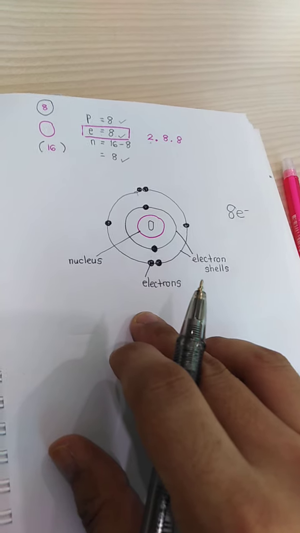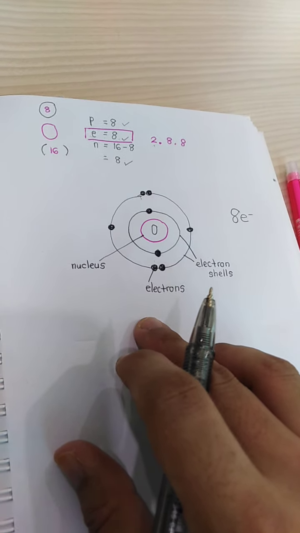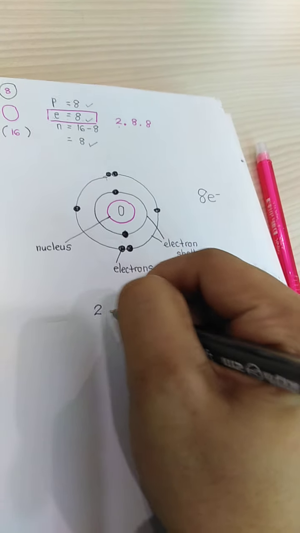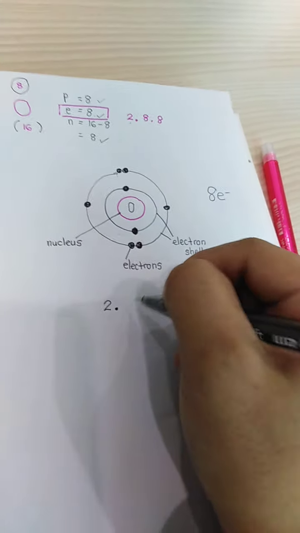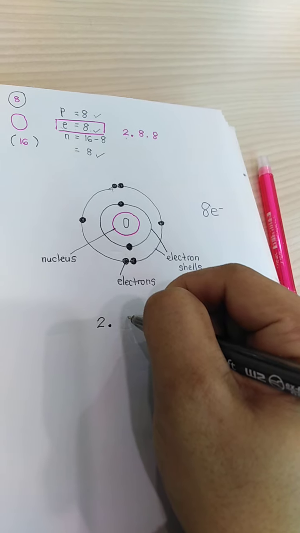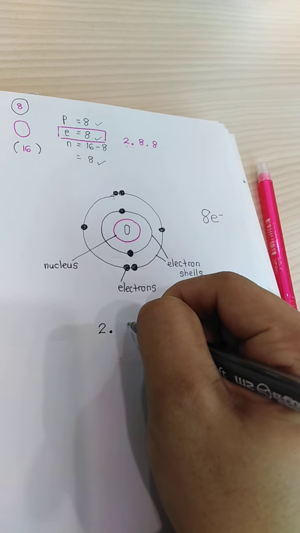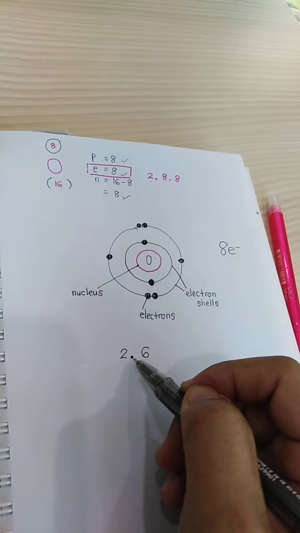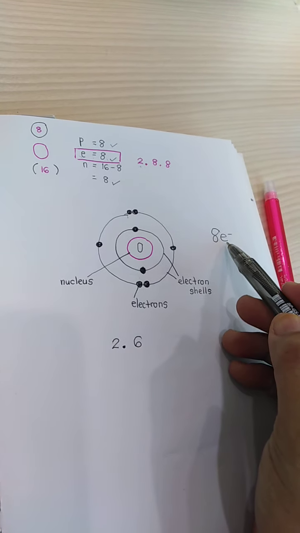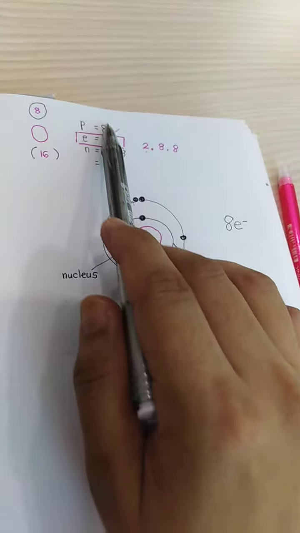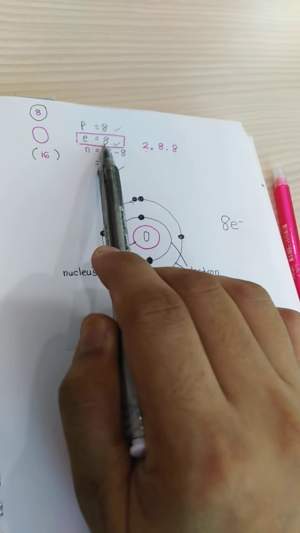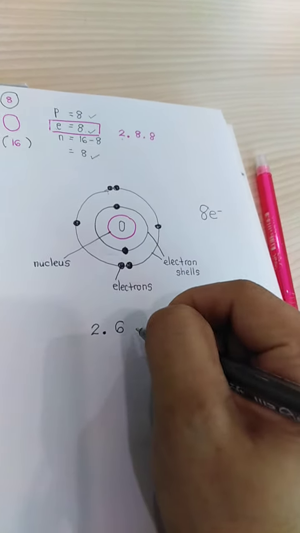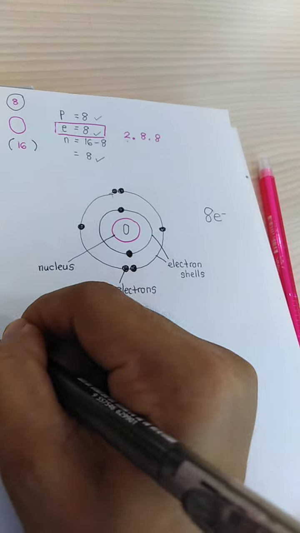Now I want to write the electron arrangement. So in the first shell, I have 2 electrons. And in the second shell, I have another 6. 2 plus 6 is 8 electrons. So same as before that I found it. Electrons is only 8. So this is the electron arrangement.